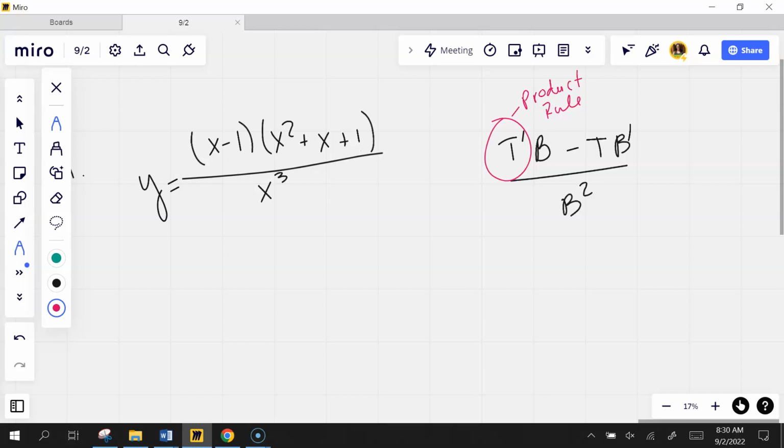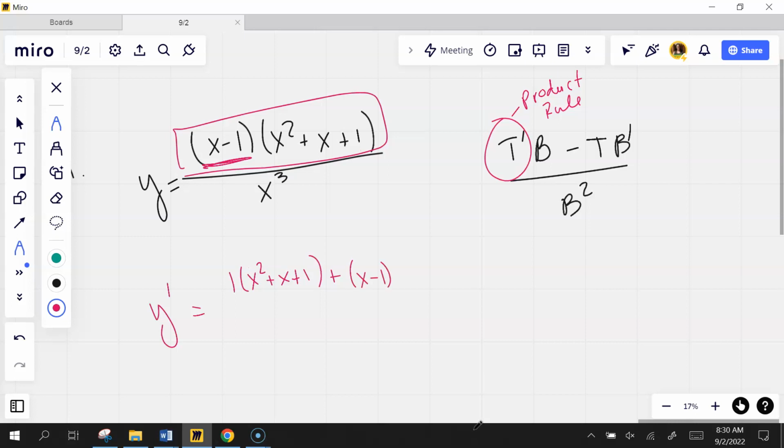That way you know. So if I do product rule up top, because I'm taking the derivative of the top, right? Product rule says take the derivative of the first. What's the derivative of x minus 1? 1 times the second, plus the first times the derivative of the second. And all of that is just my top derivative. So now I have to multiply that by the bottom.